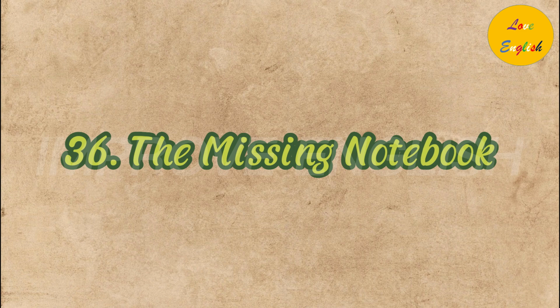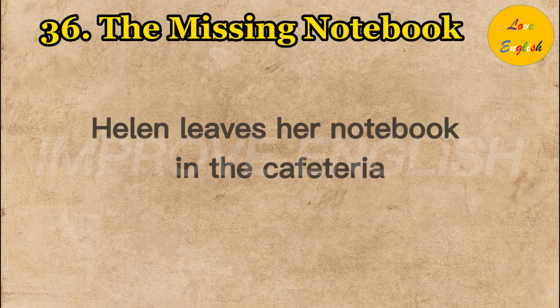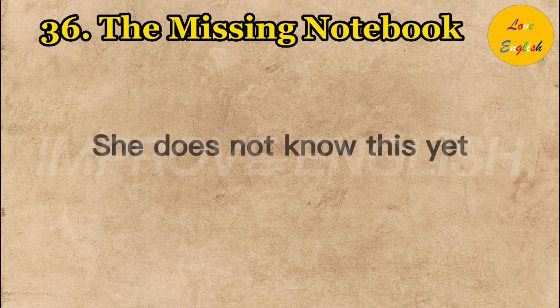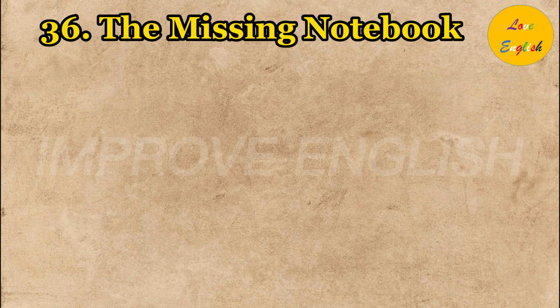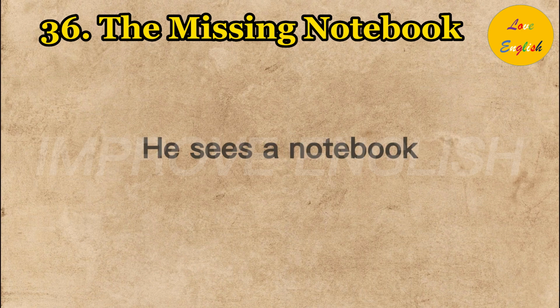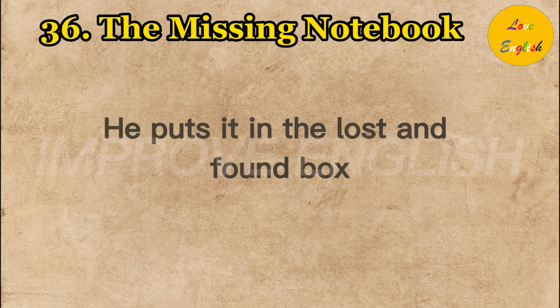36. The Missing Notebook. Helen leaves her notebook in the cafeteria. She does not know this yet. She goes to class. Kevin enters the cafeteria. He sees a notebook. He does not know whose it is. He puts it in the lost and found box.